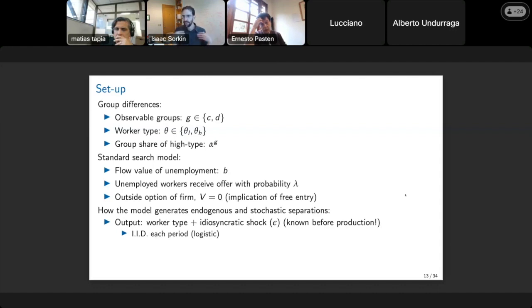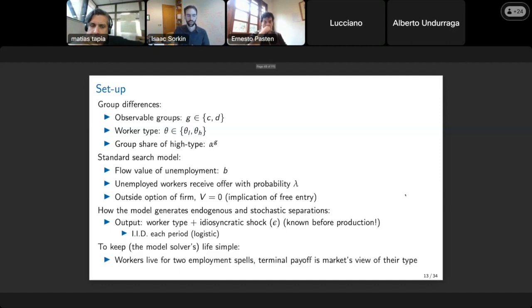So basically, the way the model is going to work is that there's more surplus in a relationship with a high type worker than with a low type worker. What that means is that these high type worker relationships will be more resilient to shocks than relationships with low type workers, and so you'll get higher separation rates with low type workers. That's the basic idea.